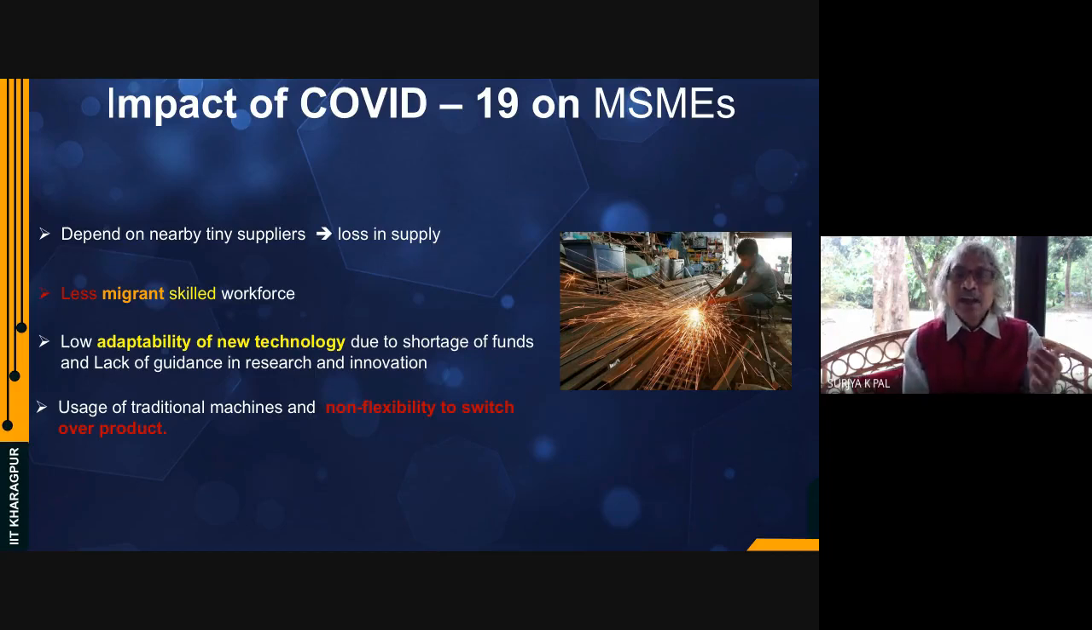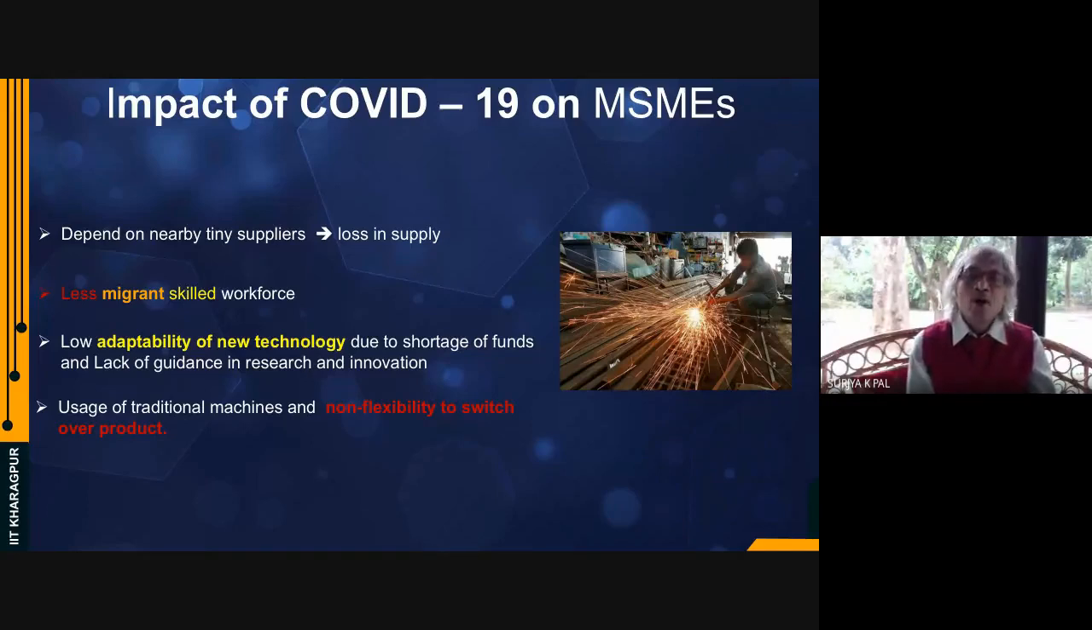So now COVID is posing a serious threat to these MSMEs, because they have very little skilled workforce, with migrant workers affected. If people are getting affected, the skilled workforce number is also getting reduced. They are also not used to the new technology, especially digital technologies.